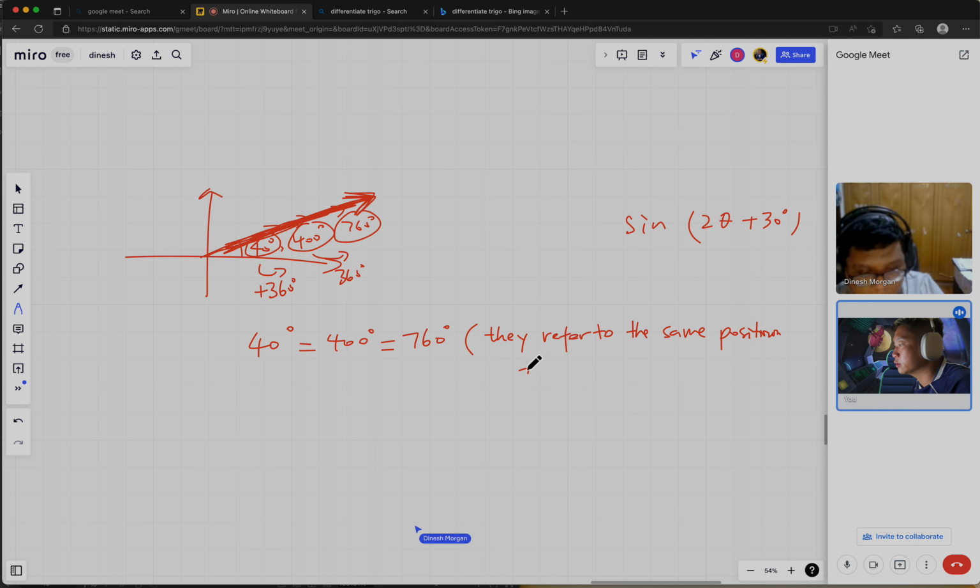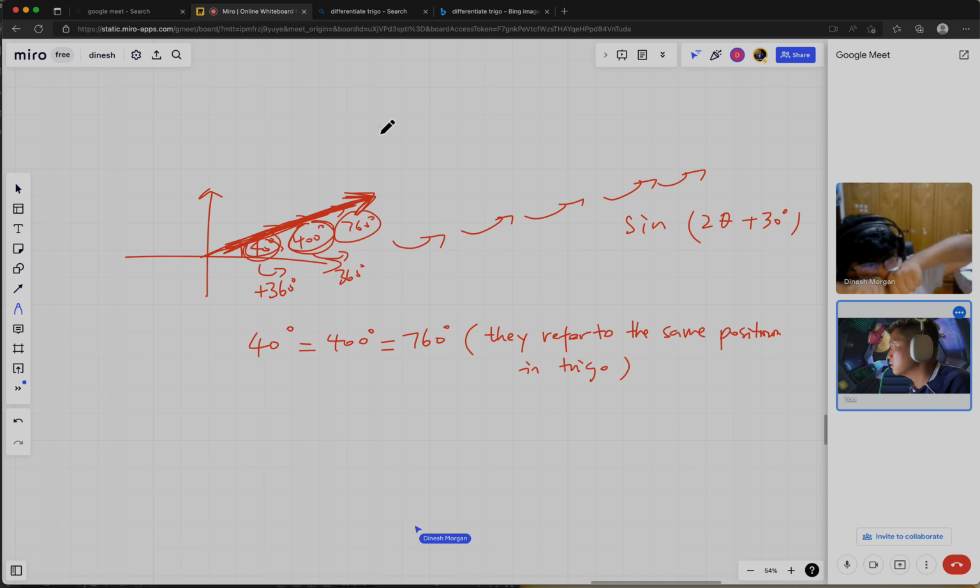Same position in trigo. So by writing this down, I think it's easier for you to accept, right? Then, if you don't have a range, say your angle 40, you add plus 360, you can get 400, then there's no end to it. So basically you have an infinite number of answers if there's no range, right?